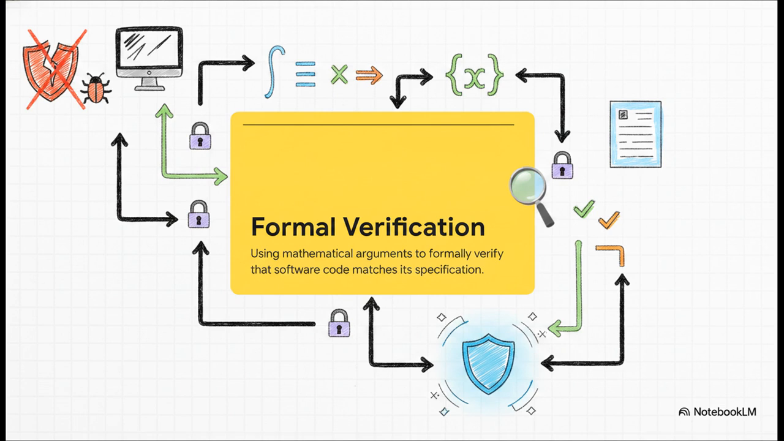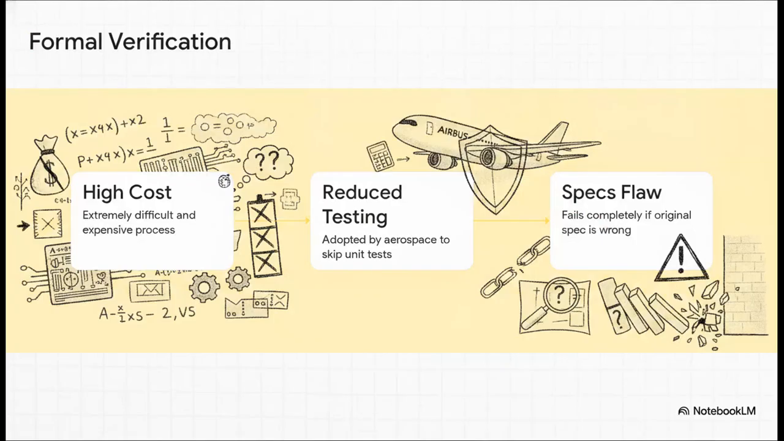So, for the absolute highest level of safety, we turn to formal verification. This is the process of using rigorous mathematics to absolutely prove that the software code perfectly matches the system specification. You aren't just running a bunch of test cases hoping to catch an error. You are creating an ironclad mathematical proof that the program will always behave correctly. Let's step through the practical realities of this approach.